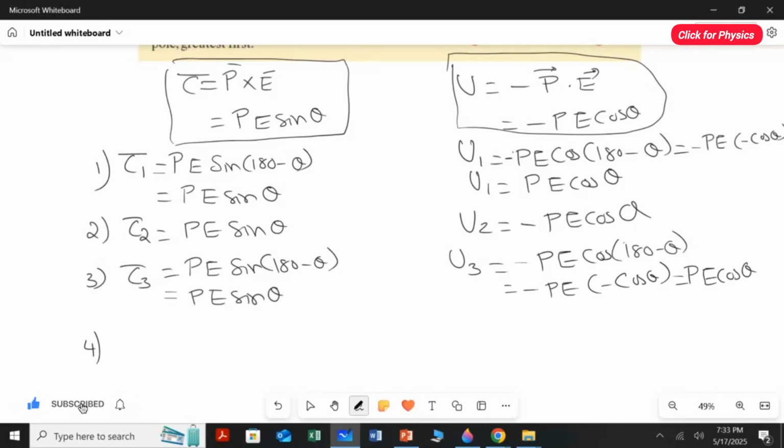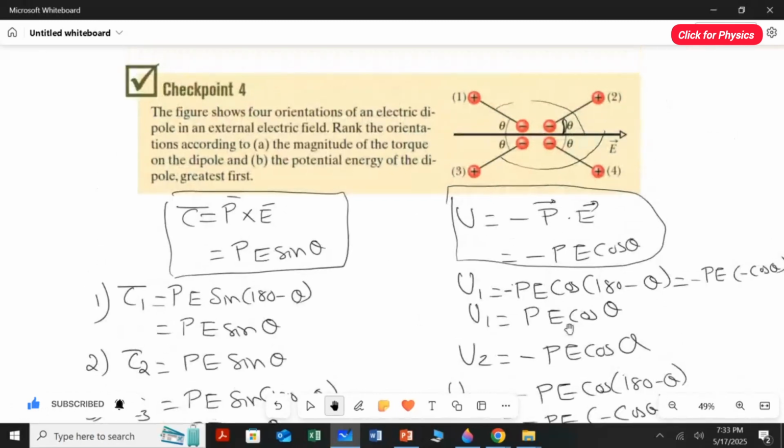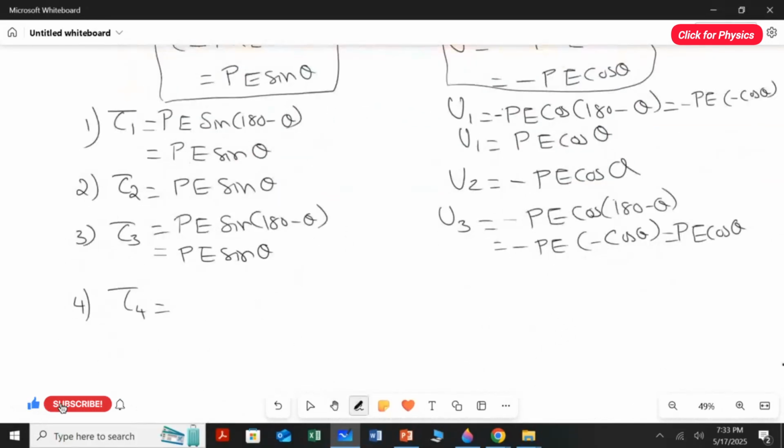Now we have to come to the last dipole and find the torque and its respective potential energy. For the fourth dipole, this angle is theta, so we can apply this theta directly. So here the torque is PE sine theta, and likewise the potential energy U4 is equal to minus PE cosine theta. Now you can see we have to give the answer from the greatest.